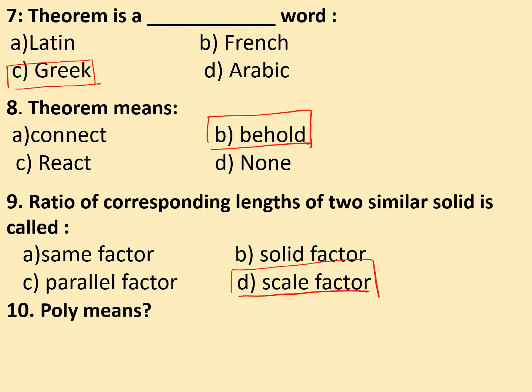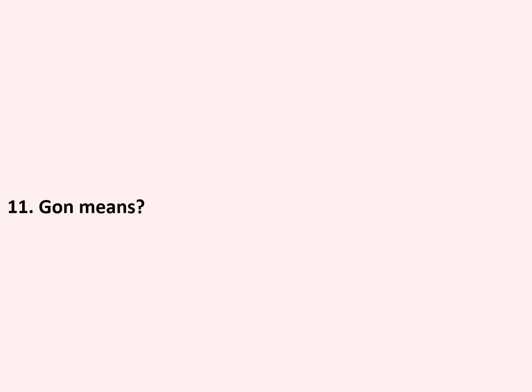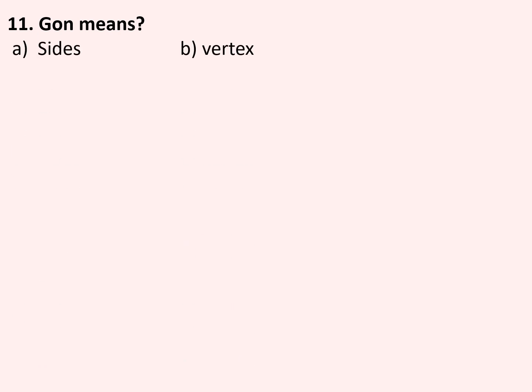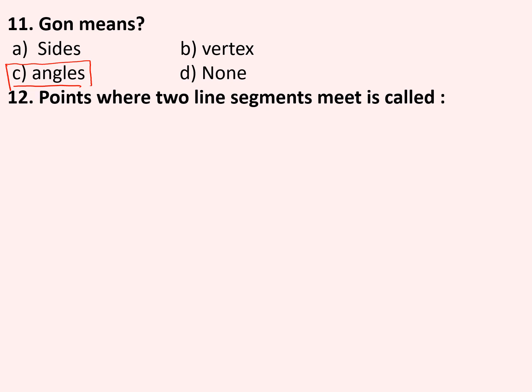Now moving to MCQ number 10. Poly means, that's very simple. Poly means many. So C will be the right option. Now moving to the next MCQ. MCQ number 11. Gon means angles. So in this way we can simply say that polygon means a shape which has many angles. Like it can be a triangle, quadrilateral, rectangle, octagon, or pentagon. So all shapes which have more than two angles are called polygons.